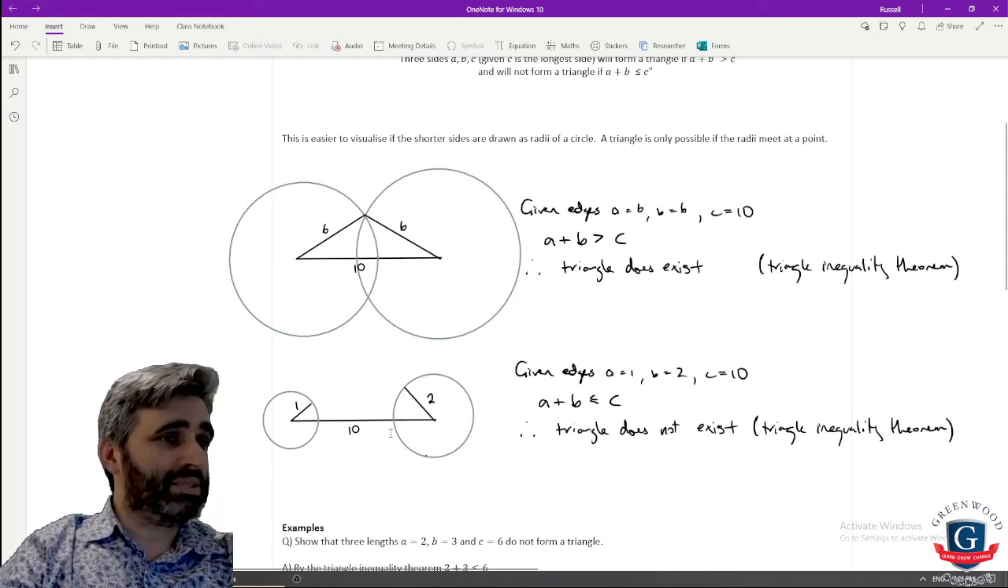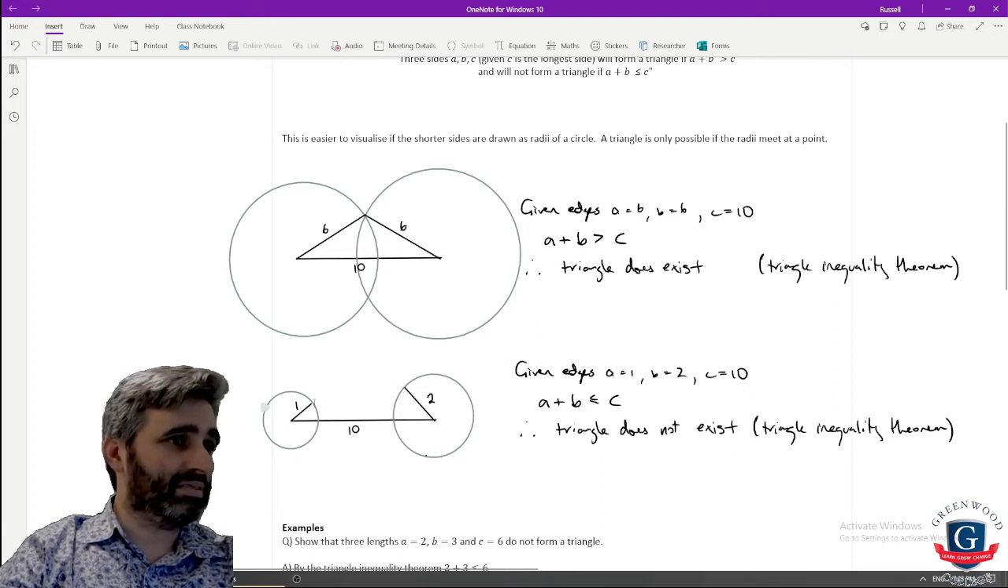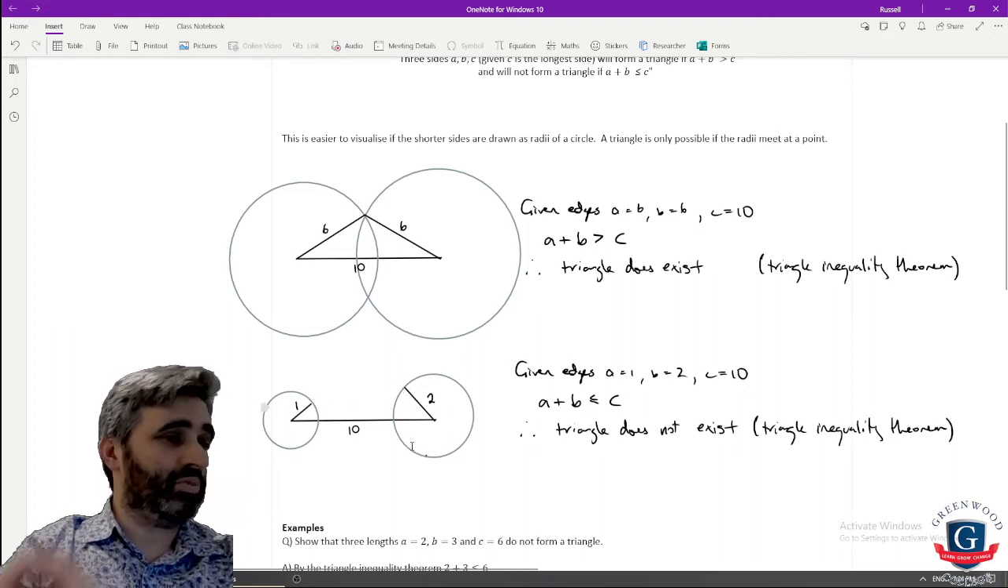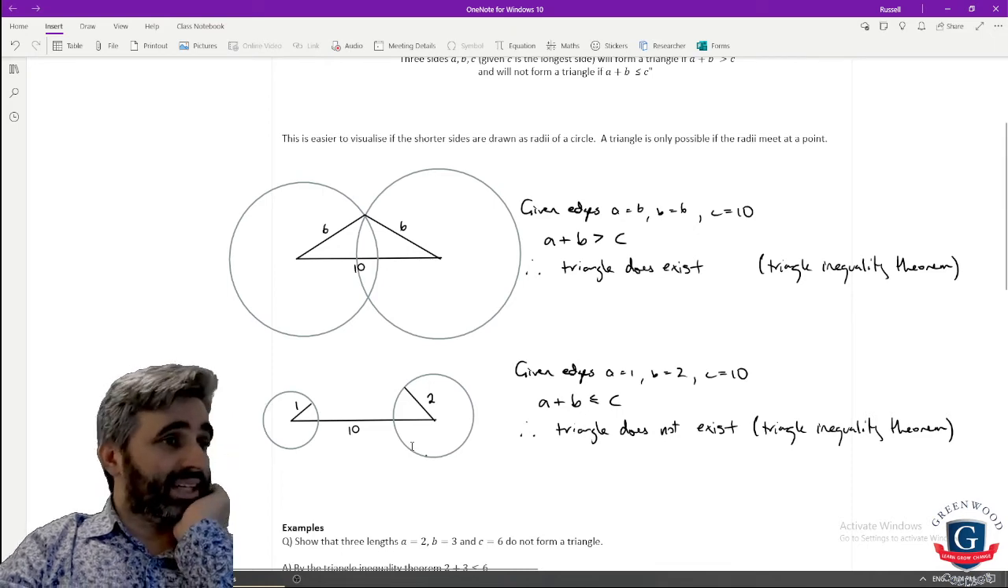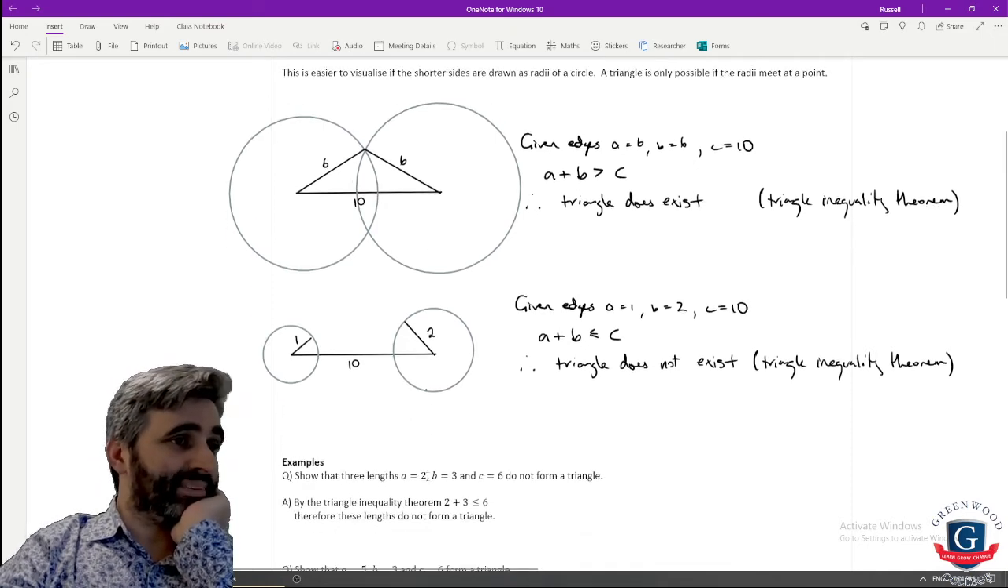And we can see what happens underneath here if the two short edges added together aren't longer than the longest side. So we've got A equals 1, B equals 2, C equals 10, and we can see that this plus this is less than or equal to this length. Therefore, there's no way that we can connect these two lines up without making them longer. And we can't do that.